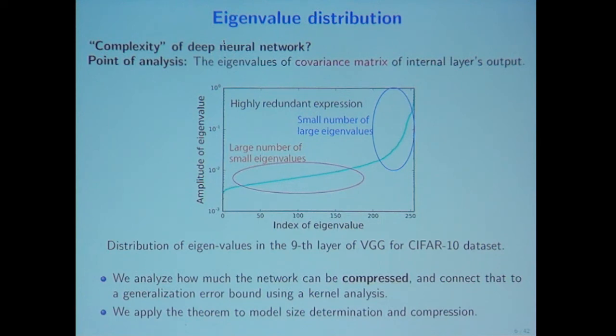In particular, we analyze how much the network can be compressed to a smaller network. If the network can be compressed to a very small network, then the effective dimensionality is very small, so we get a better generalization error bound. Next, we apply this theorem to some model size determination and model compression problems. So this is the outline of my talk.